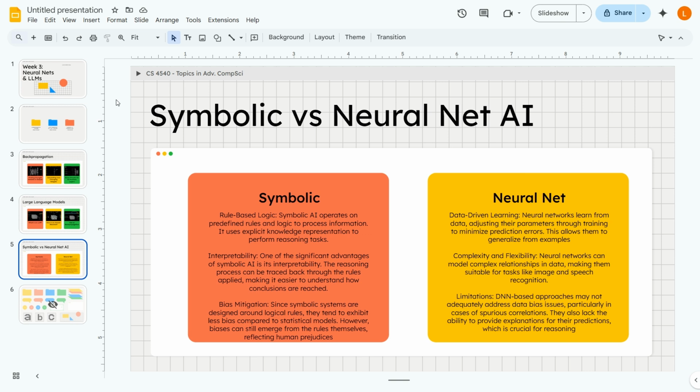So basically, symbolic AI is much simpler in terms of the logic, which makes them great for simpler tasks and makes it easier to follow along with. While neural net AIs work on a large system of connections, which makes them more complex, which makes them harder to follow along.